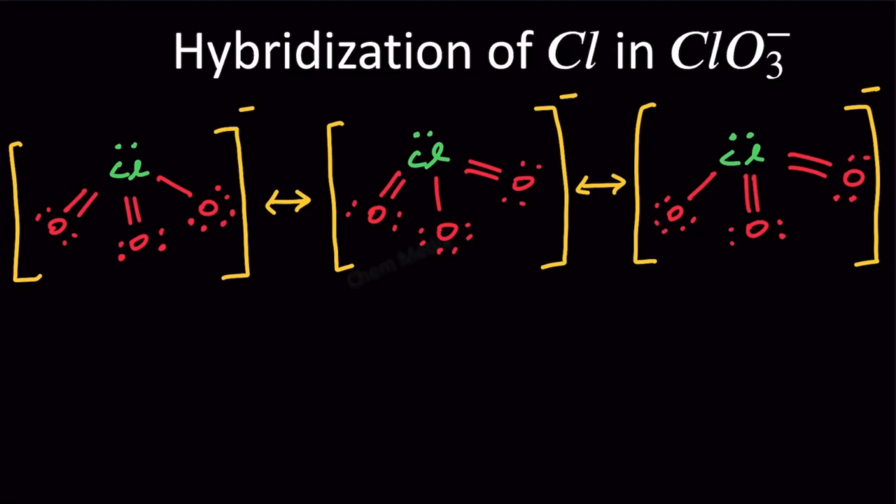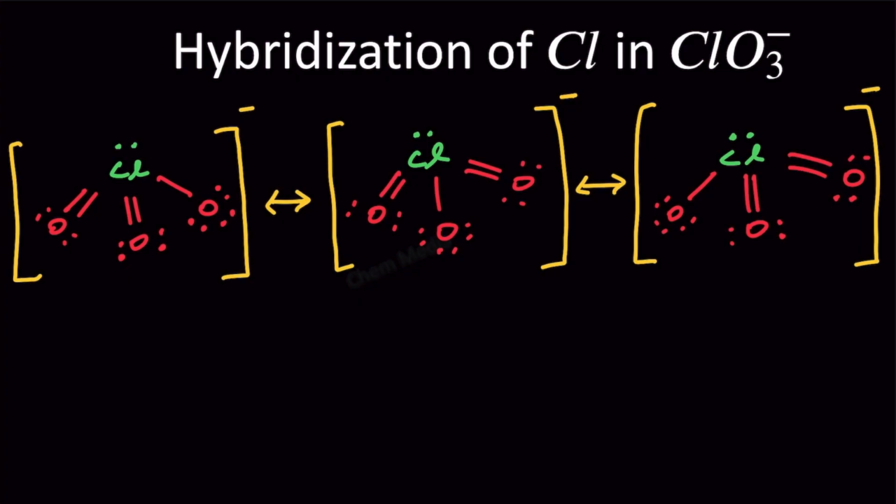Hello everyone. In this video, we will talk about the hybridization of chlorine atom in chlorate ion. In a previous video, we spoke about the Lewis structure of chlorate ion and why the structures shown here are most stable. That is explained in a previous video. Link is given in the description.